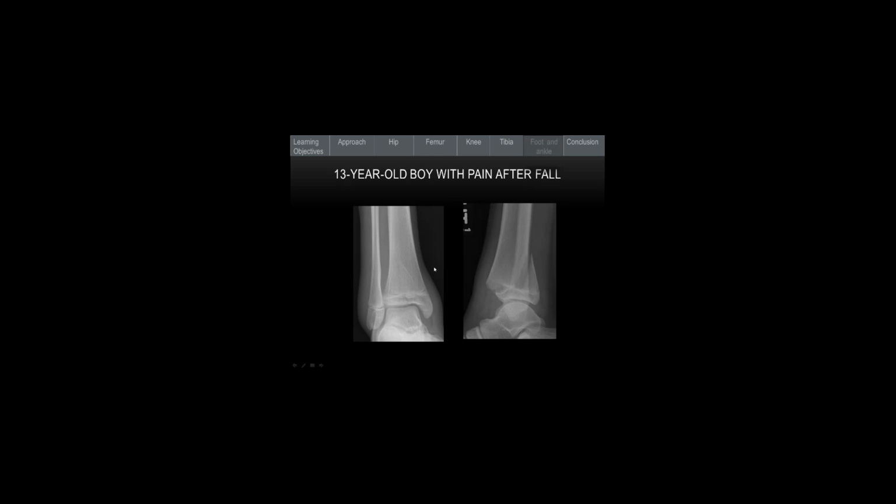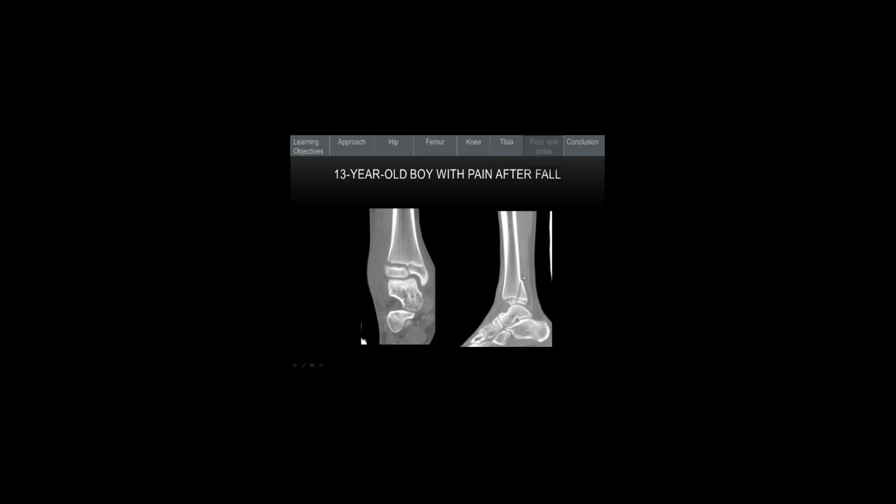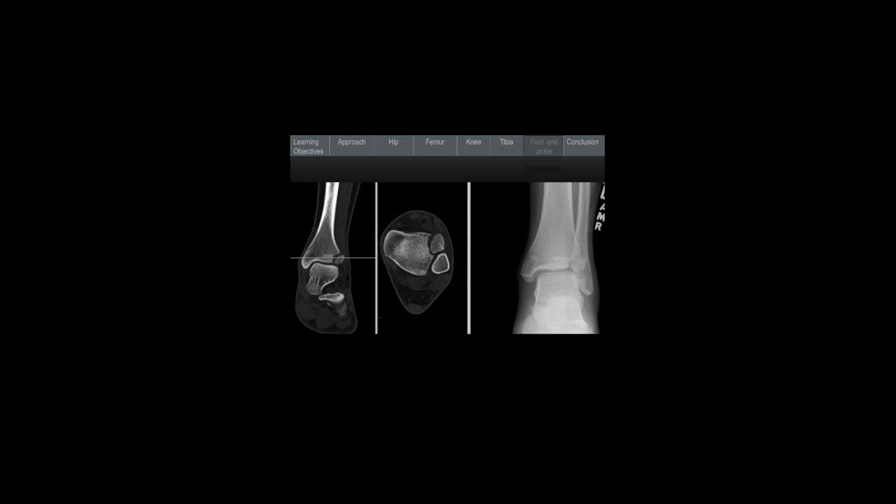We're moving down to the foot and the ankle, and we're coming to our conclusion. You can see some lucency in the growth plate, or the epiphysis, rather, of the distal tibia, but also involving the metaphysis. This was a triplane fracture, which is better characterized by CT. Triplane fractures are something which are unique to children in the distal tibia because of their open growth plates.